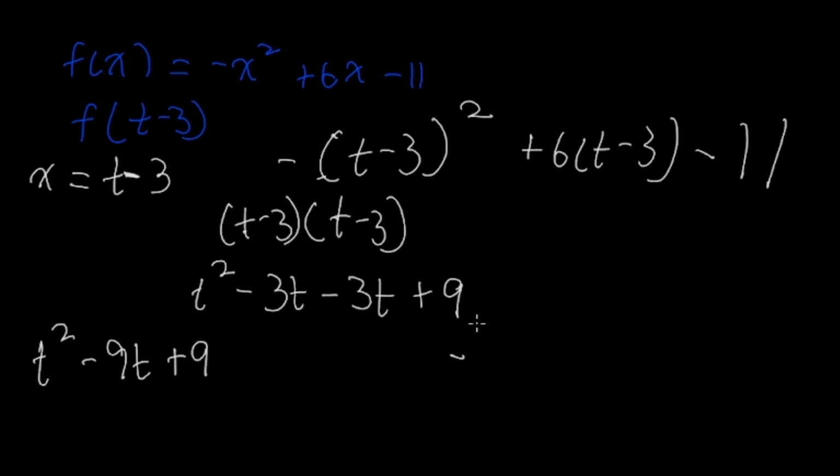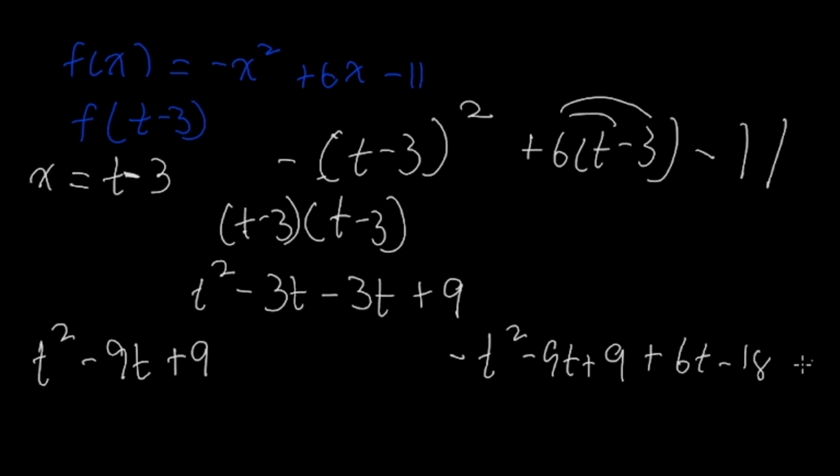This becomes negative because remember we are still considering that equation. That becomes negative t squared minus 9t plus 9. We expand this, plus 6t minus 18 minus 11. We have this expression over here, and our job is to simplify it. That becomes negative t squared minus 9t plus 6t plus 9 minus 18 minus 11.